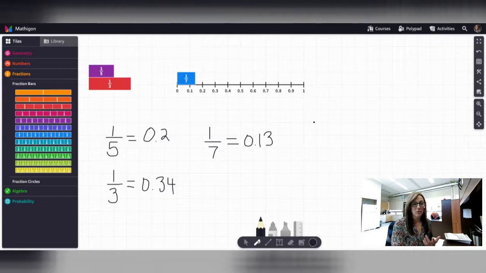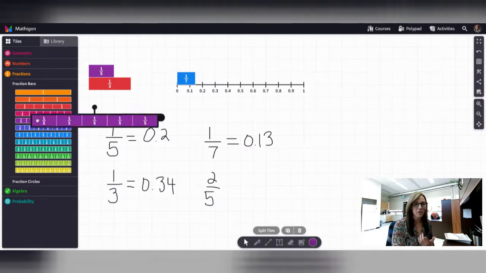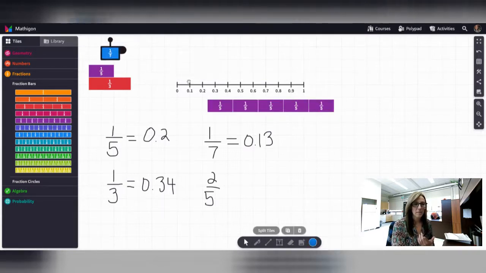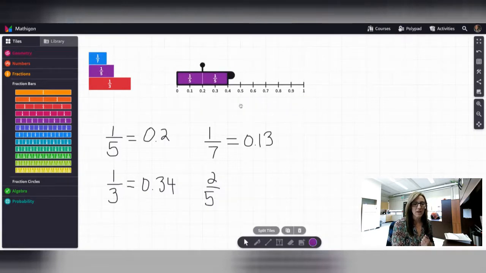So let's say we're to do 2/5. So 2/5. We're going to go over, let me just use my move tool. Let's get the 1/5 bar out here. And this time we need 2/5. Let's snap it in. Oh, nice. So we have it on the line there.